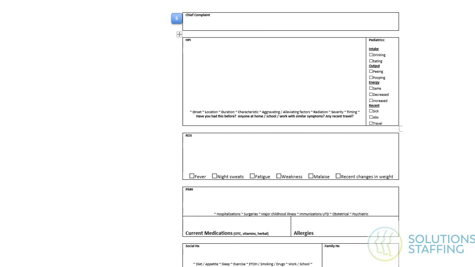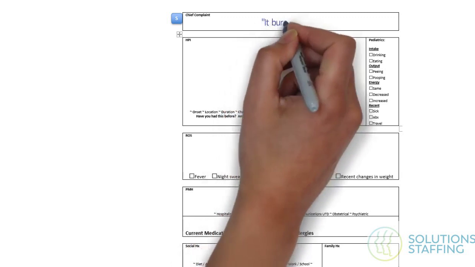Okay, so let's look at an example of this. Remember the assessment form I mentioned in an earlier video that I told you we would be coming back to? Well, here it is. We're using it to keep our notes on as we see a female patient who has come into the clinic. She states, "It burns when I pee."